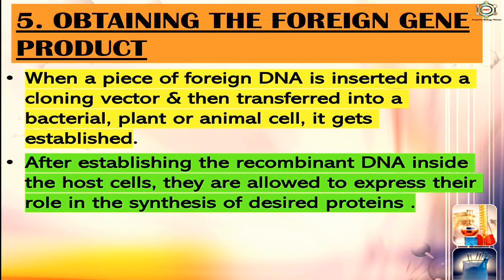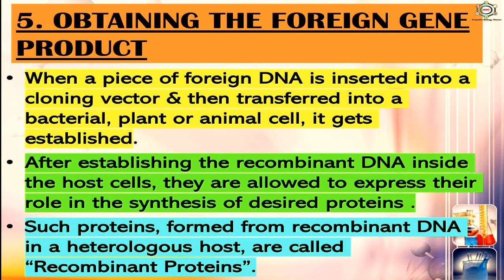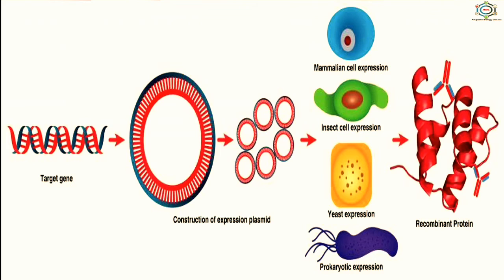After establishing the recombinant DNA inside the host cell, the cells are allowed to express their role in the synthesis of desired proteins. Such proteins formed from recombinant DNA in a heterologous host are called recombinant proteins. In fact, most recombinant DNA technologies are aimed at producing desirable proteins. Therefore, such cells having recombinant DNA are grown on a small scale in the laboratory under controlled conditions. They are allowed to synthesize the desired proteins, which are finally extracted and purified from the cultures.